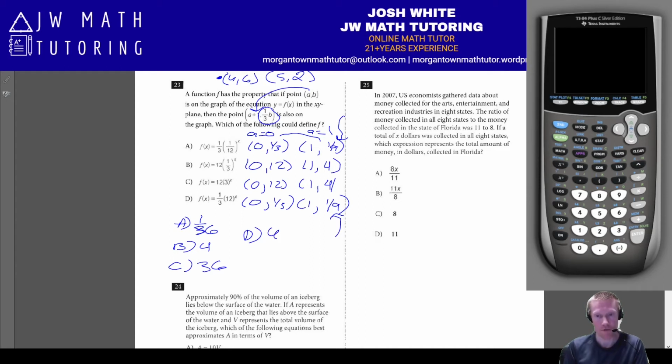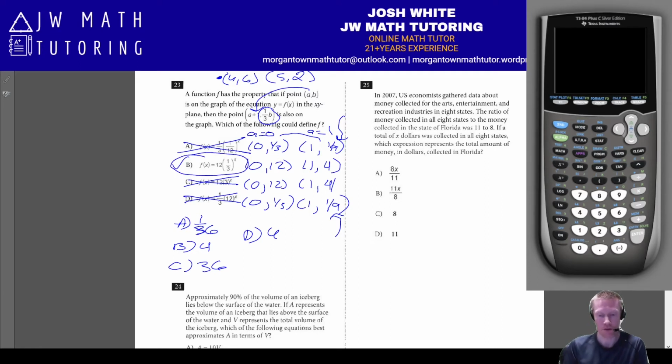So now, which of these values match the values I have up here in my second column? So 1/36, 1/9 doesn't match, wrong. 4, 4 matches, keep it. 36, 4 doesn't match, wrong. 1/3, 4 down here and 1/9 up here don't match, wrong. So therefore, that's further proof that the correct answer is B.